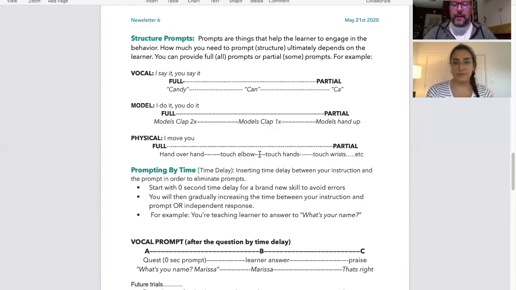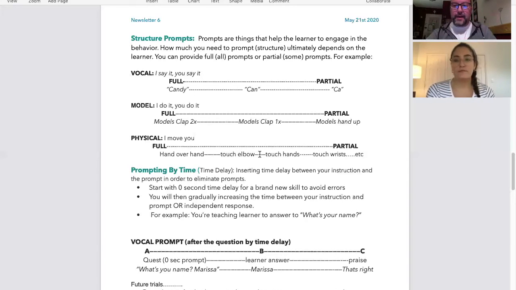Let's say, for example, I'm trying to teach Marissa to answer this question, tell me something that's sweet, and I want her to say candy, right? So that's the ultimate goal. What is something sweet? She says candy, and I say, yeah, candy, sweet. Now the prompt there would be, I say the word candy. Now I can fade that by structure.